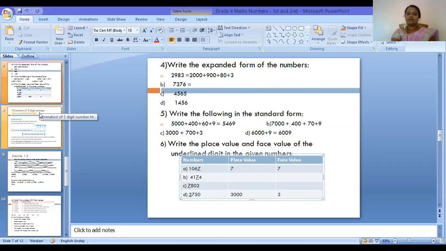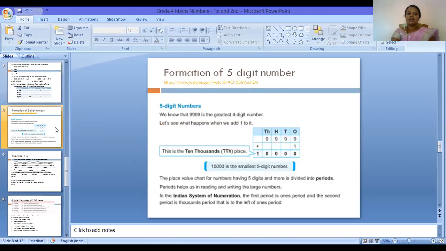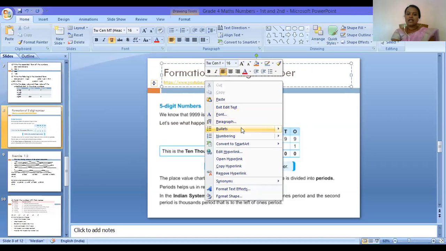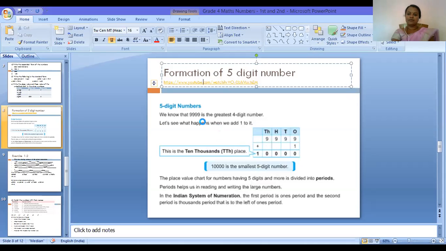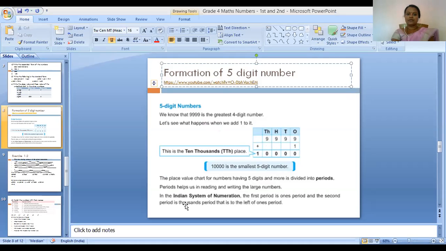Okay, so happy to see that all of you remember the concepts of grade 3. Let's move ahead to the formation of 5-digit numbers. As we rightly say 5-digit numbers, how would they be formed? So I'll first take you to one of the videos which would help you in understanding better.